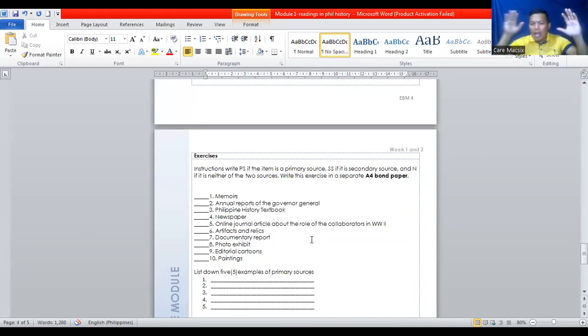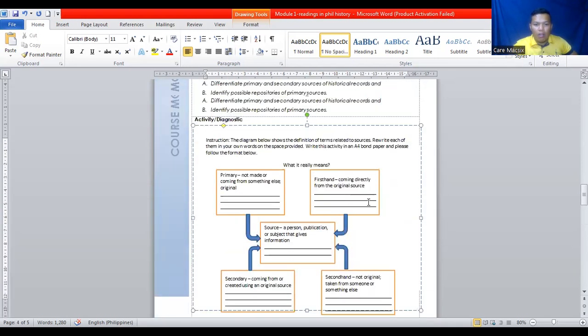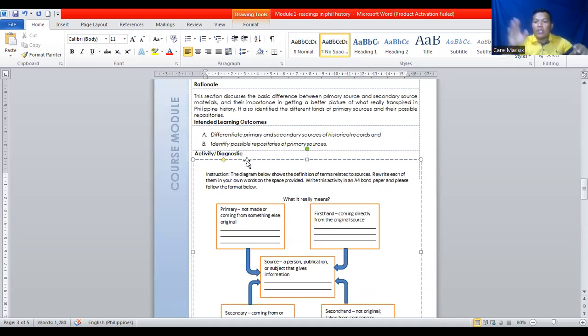So basta lang maabsabtan nato ang first nato nga intention, ang ILO diri oh. Atong i-differentiate, makasabot ta unsay diferensya sa primary source ug sa secondary source. Then we have to identify possible repositories of primary source, meaning maka-identify ta og unsa ni siya. Kani nga libro, primary source siya. Kaning video, primary source na siya. Okay? So mao na siya ang tumong. And I think that's all.